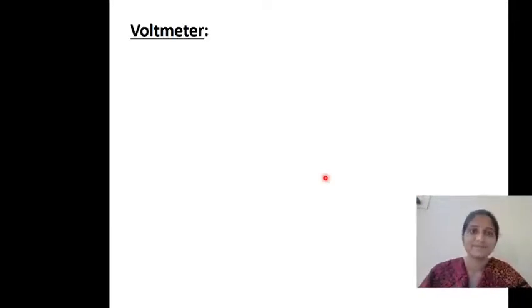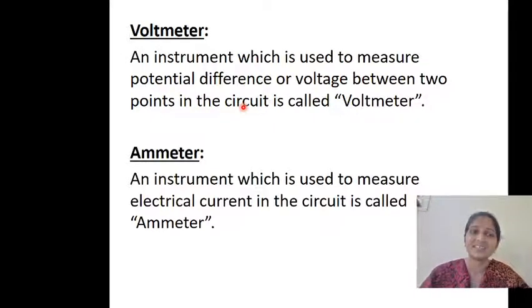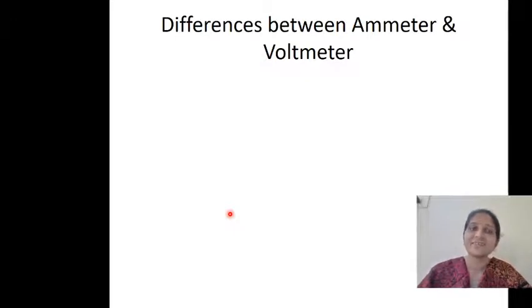So we all know this definition. An instrument which is used to measure the potential difference or voltage between two points in the circuit is called a voltmeter. This is the well-known definition. And next, an ammeter is an instrument which is used to measure electrical current in the circuit. Next one, what are the differences between an ammeter and a voltmeter?